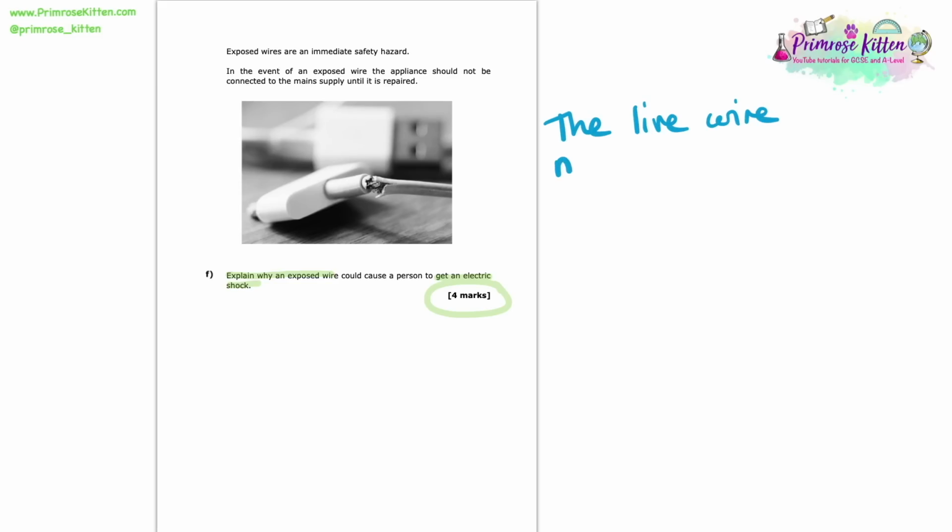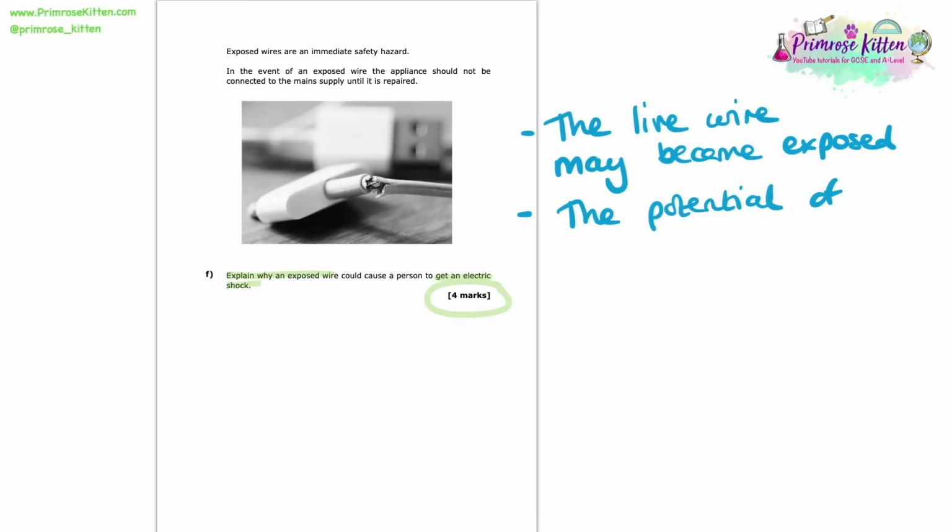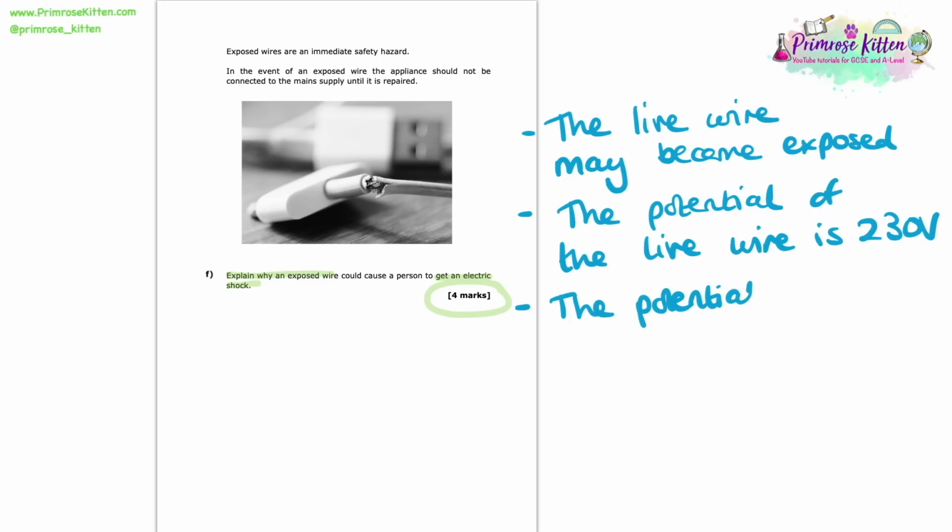So the first thing that we can say is quite simply, if it becomes damaged in this way, then the live wire may become exposed, and it's the live wire that is the dangerous wire. So if we say something now specific about that live wire, the potential of the live wire is 230 volts. Now the person who might touch this wire and become exposed to this live wire is only going to have a potential of 0 volts. And this is where the danger comes in. Because what we have now is a large potential difference between the live wire and the person.